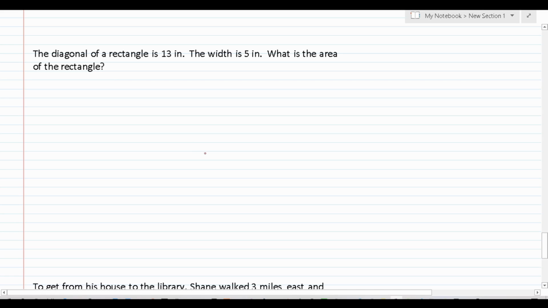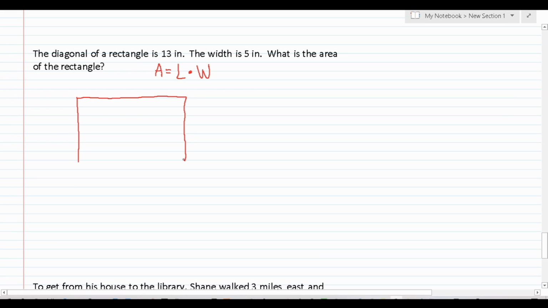All right, this question says the diagonal of a rectangle is 13 inches. The width is 5 inches. What is the area of a rectangle? So even though we haven't talked about it yet, we should know that the area of a rectangle is simply going to be its length times its width. Okay? So let's go ahead and try to sketch what's going on here.